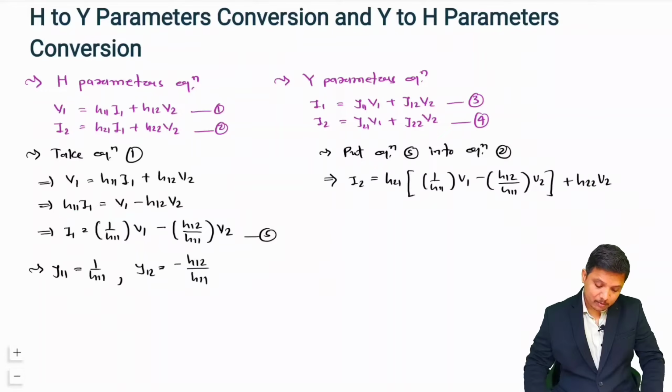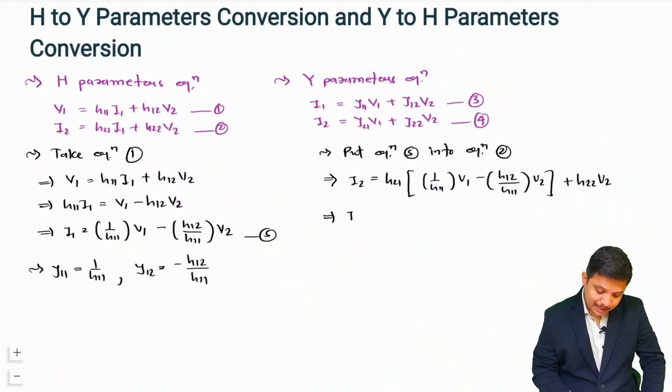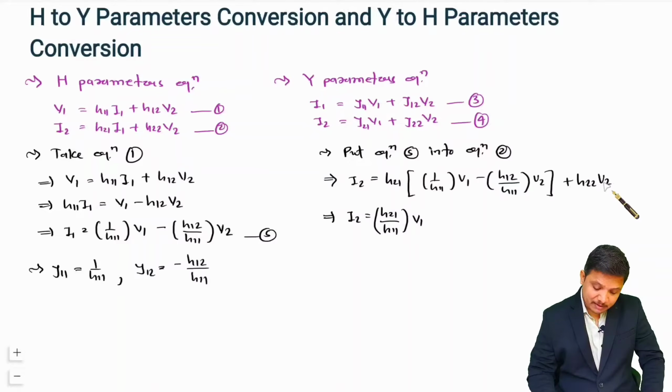Now with this all I can do is take the V1 term first. So V1 has H21 divided by H11, you see, H21 divided by H11 is there with V1. And what are the terms which are there with V2? So this term and this term are there, right?